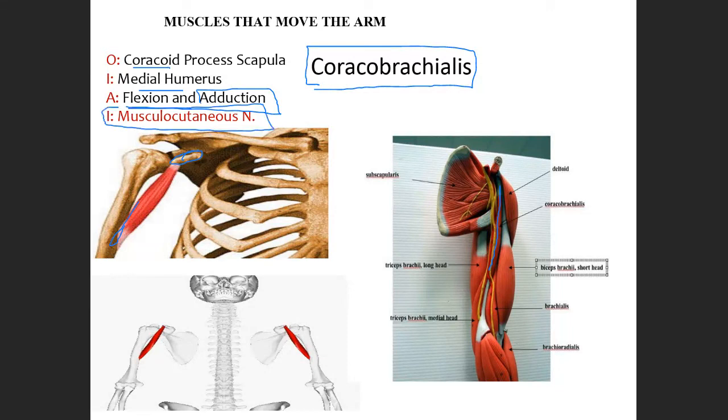So when we're memorizing the innervations, sometimes it's easiest to memorize things in compartments. And we'll learn shortly that there's 3 muscles in this antebrachium region. The coracobrachialis is one of the 3, but they're all innervated by that musculocutaneous nerve.